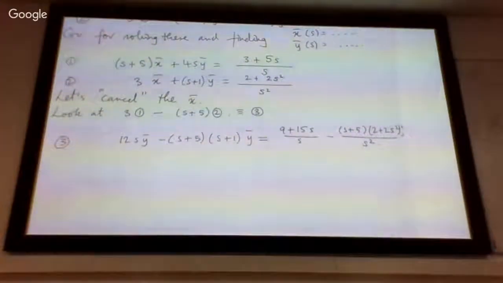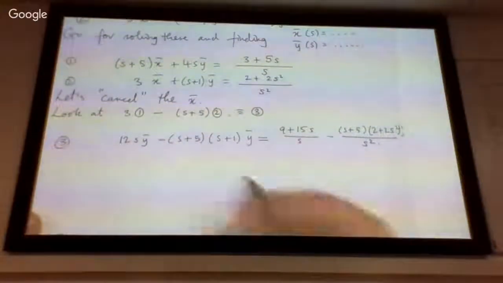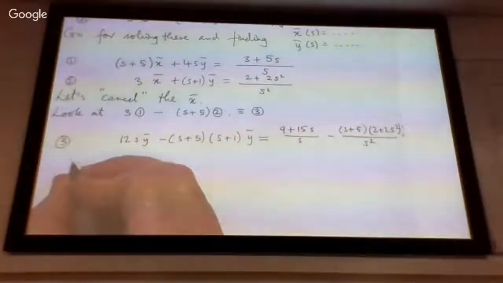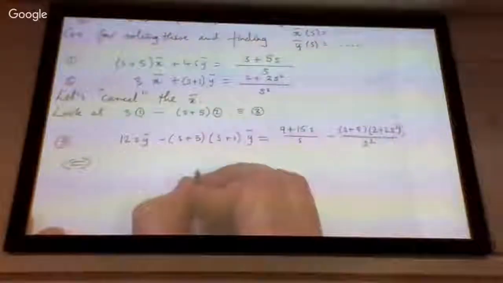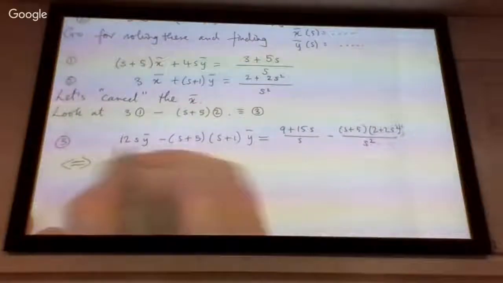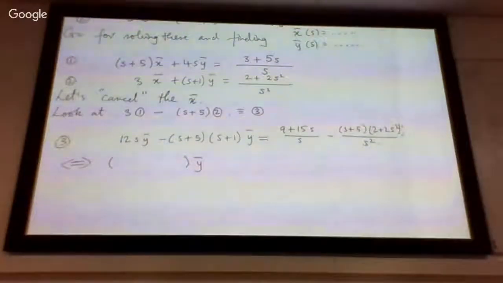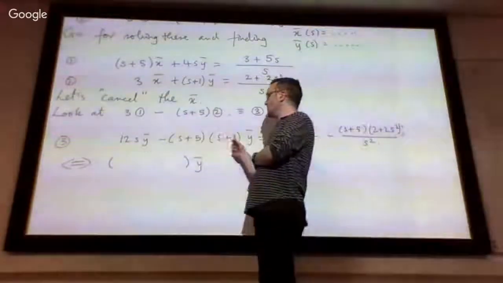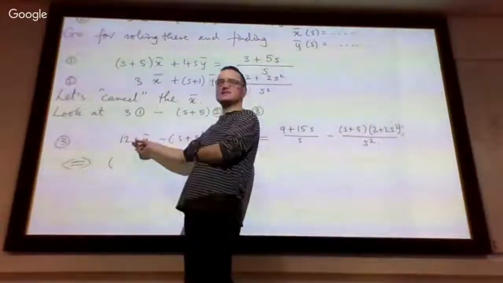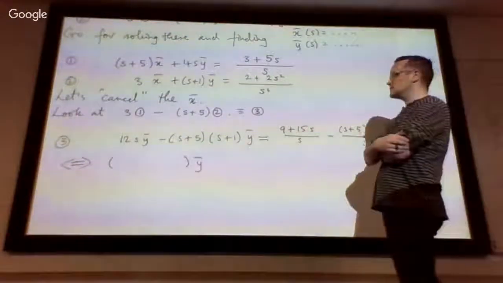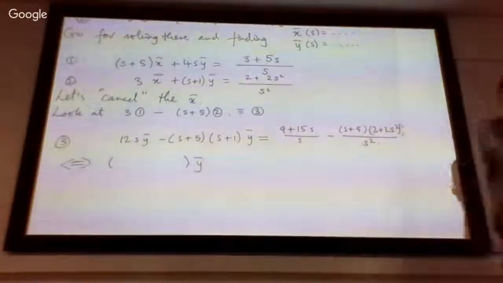So let's do that. So what have we got on the left-hand side? Well, on the left-hand side, this is equivalent to multiplying y bar, we've just got a big polynomial in S, don't we? Some s squared, some s's, some constants. So it's just a big polynomial in s. So let's look at the polynomial that it is.